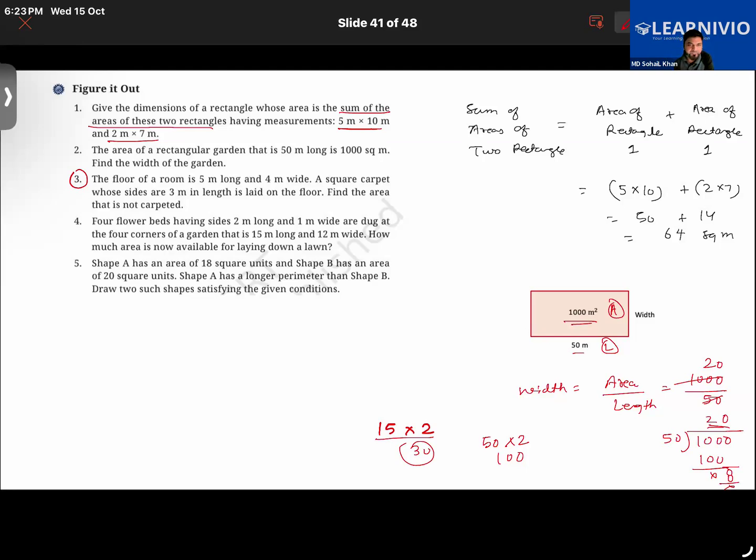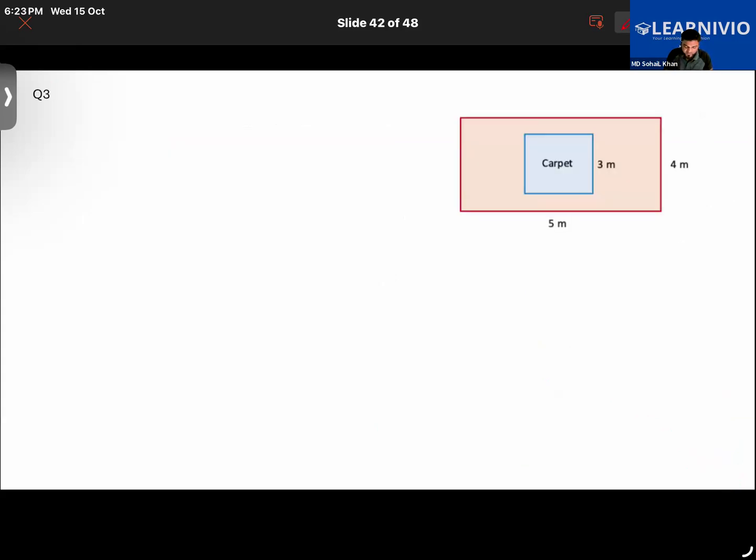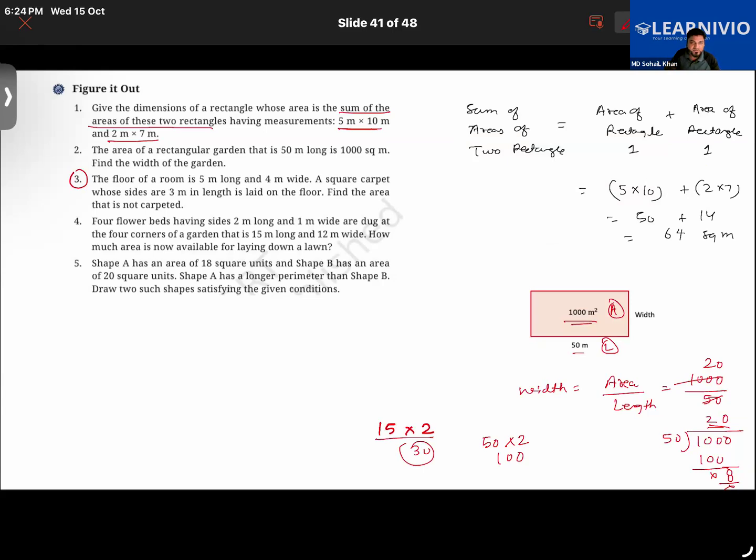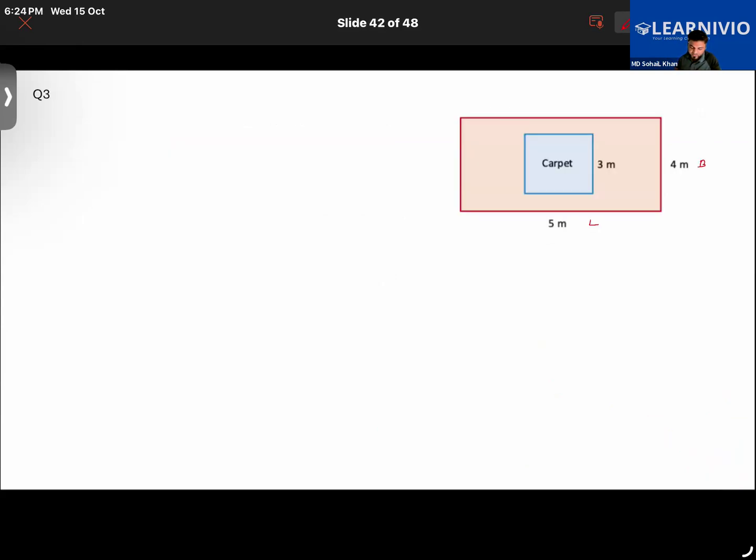Question number third says the floor of a room is 5 meter long and 4 meter wide. There's a floor whose length and breadth is given as 5 meter and 4 meter. That is length and that is breadth. Further, the question says that a carpet whose sides are 3 meter by 3 meter is laid on the floor. This is 3 meter and that is also 3 meter. Basically, it's a square carpet.